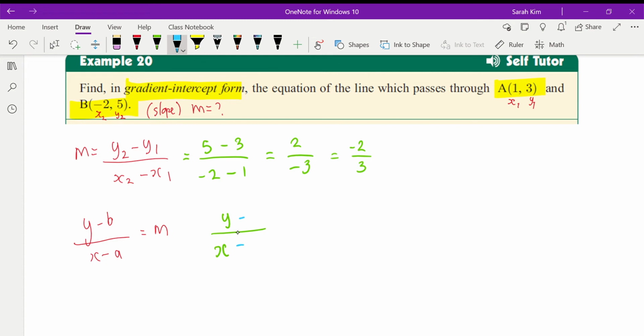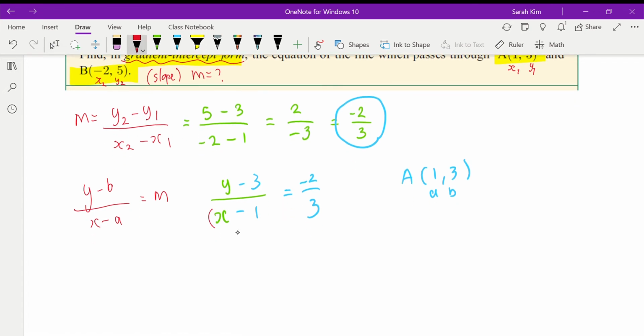So I'm going to choose a as my point to use. This one's a, this one's b. So my b is going to be 3, a is going to be 1. This should equal my gradient, which is -2/3. We found it over here. Right, well, now all I have to do is solve it for gradient intercept form. That's pretty easy. All I have to do, remember, is move this x take 1.